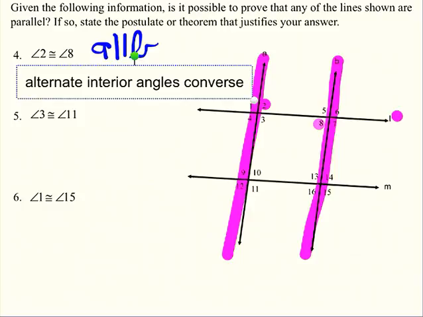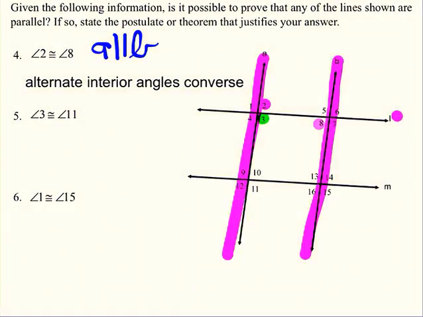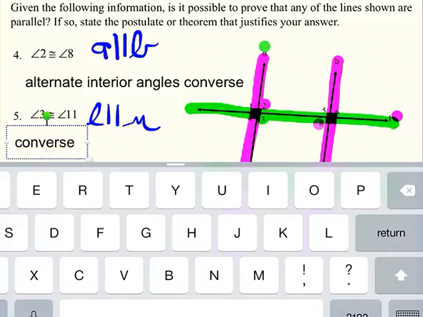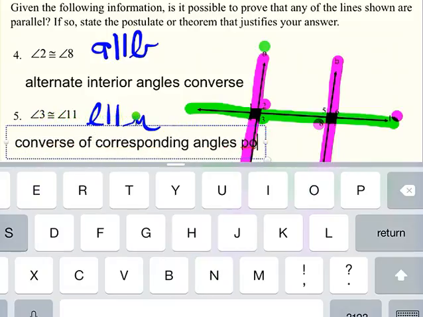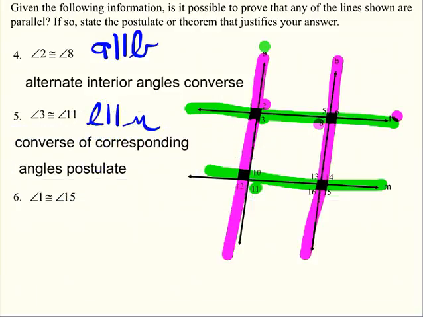Okay, so now let's take a look at 3 and 11. So I have 3 here and 11 here. What I notice is that it relates lines L and M, where A is my transversal. So first of all, I'm trying to prove that line L is parallel to line M. And I noticed that 3 and 11 are corresponding angles. So that's actually going to flip over to our very first page of notes, and that's going to be the converse of the corresponding angles postulate. So that's what proves that to be true. Okay, the converse of the corresponding angles postulate.